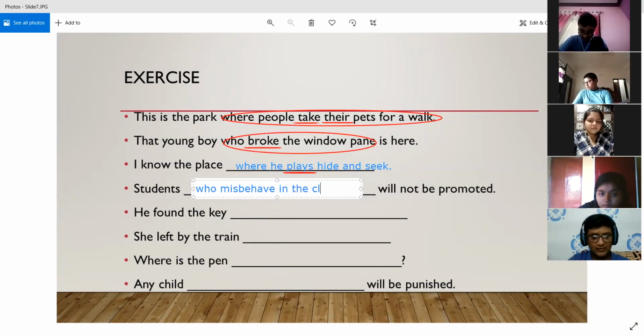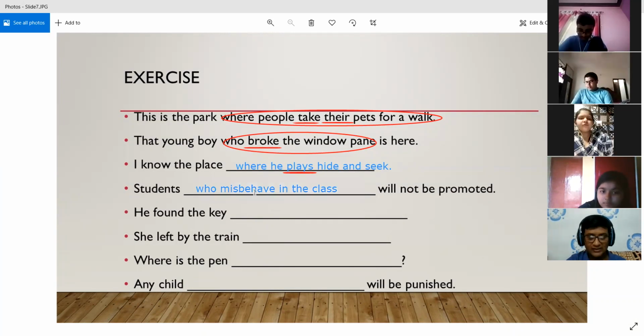Tell me the verb. Misbehave. All right. So basically what this clause is doing, it is describing the students. Which students will not be promoted? So those students who misbehave in class, and misbehave is the verb part that is present. So students are being described and the verb is also present. So it is an adjective clause. All right. Thank you, sir.